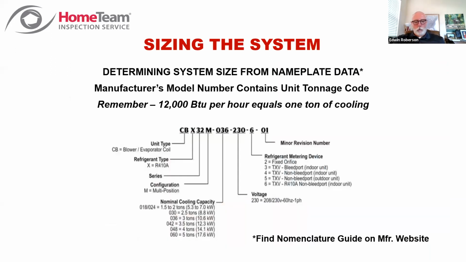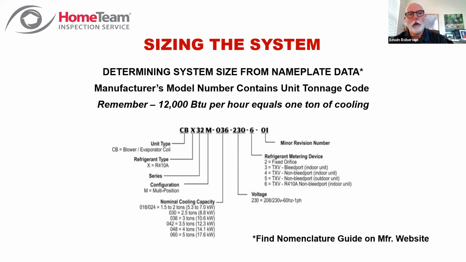So when you're on site and you want to find out several things, you want to see what size system you've got, you want to know how old it is, etc. That information is available on the nameplate. And so two things, if you want to find the nomenclature to determine the size, that's going to be in the manufacturer's model number. And somewhere in that is going to be a code for the size of the system.